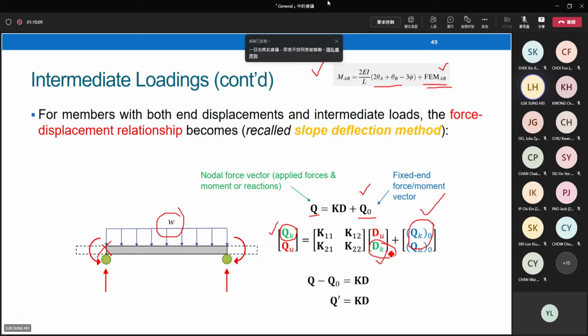So Q0 is not unknown. In other words, Q0 is well defined, depends on the loading. You know it at the beginning. Depends on the nature of the loadings. So here you can see that you know QK, you know DK, you know Q0. K is something that you know. You can construct a matrix yourself.